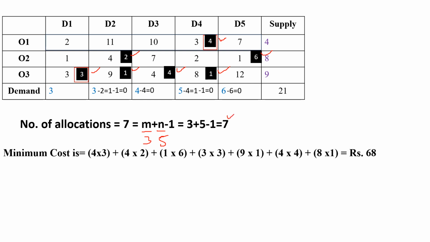Then the minimum cost is 3 into 4 plus 4 into 2 plus 1 into 6 plus 3 into 3 plus 9 into 1 plus 4 into 4 plus 8 into 1. Then the total minimum cost is 68 rupees.